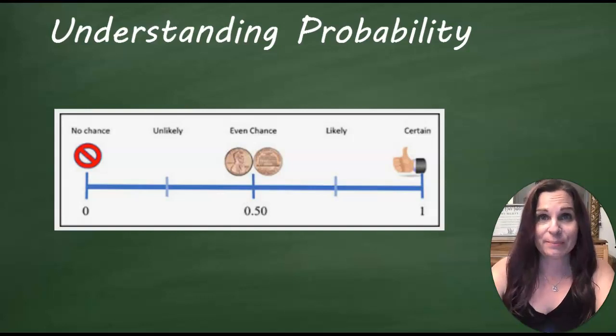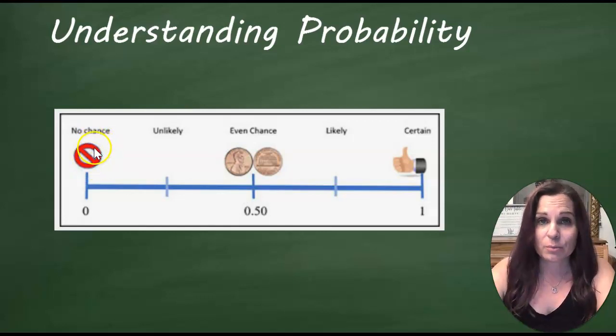Understanding probability. This number line goes from 0 to 1. We can see that the decimal 0.5 or 0.50 is right in the center because it's right between 0 and 1. And on the top, you can see the varying degrees of certainty that an event will happen.